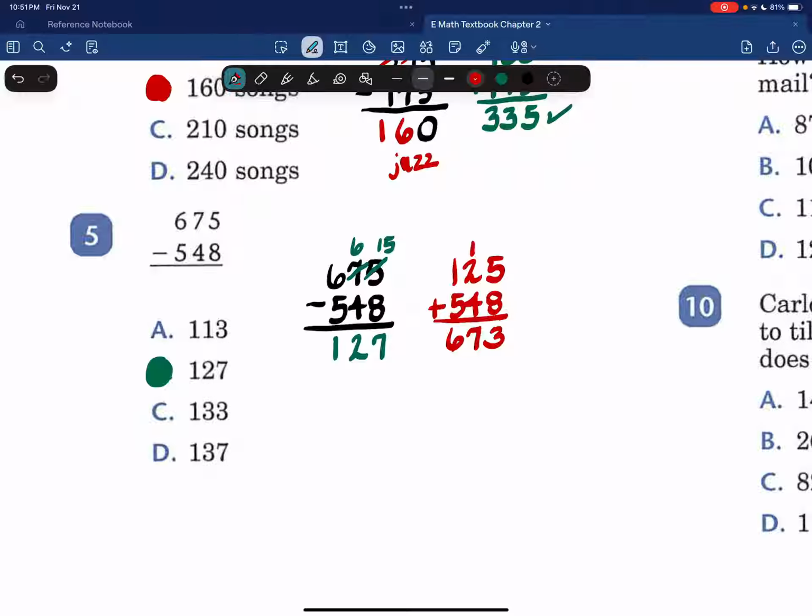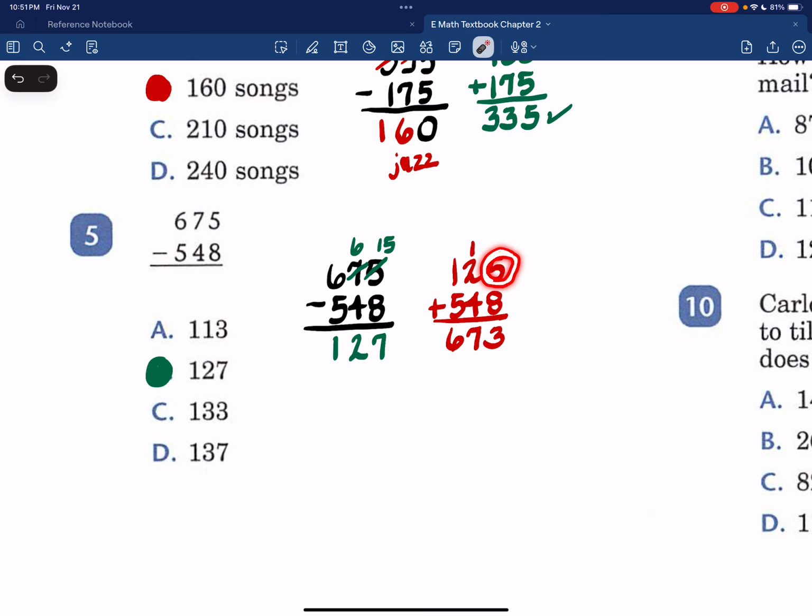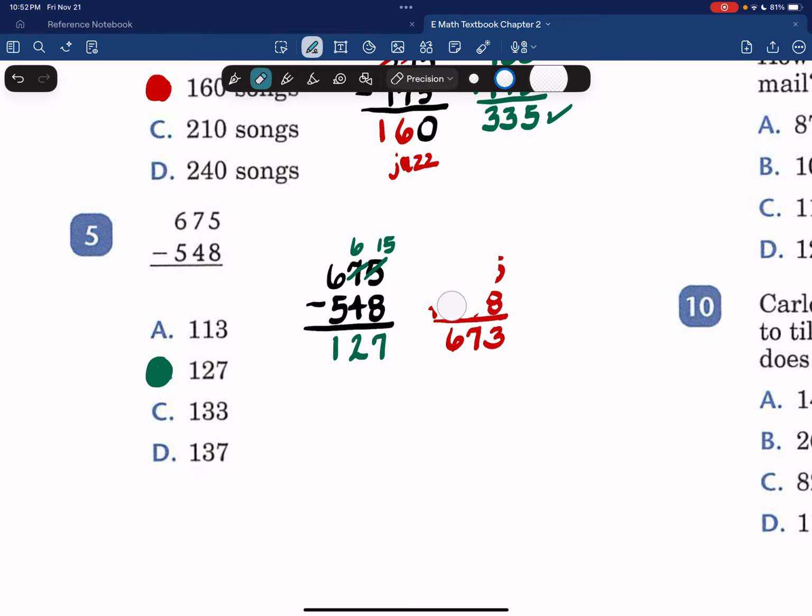What is wrong here? 15 minus 8 is 7. Oh, here's my problem right there. And that was an accident. I did not plan to do that. I wrote the answer wrong. My answer is actually, let me start over. Sorry, I'm getting tired.